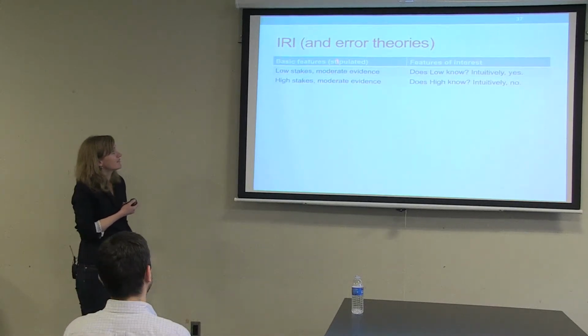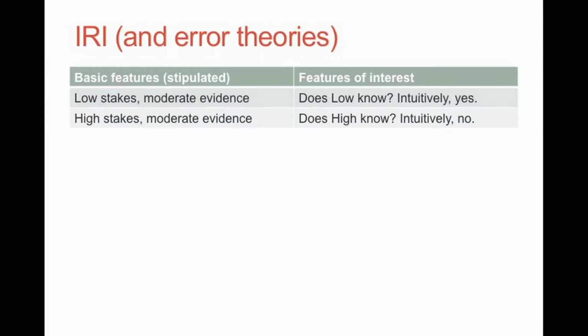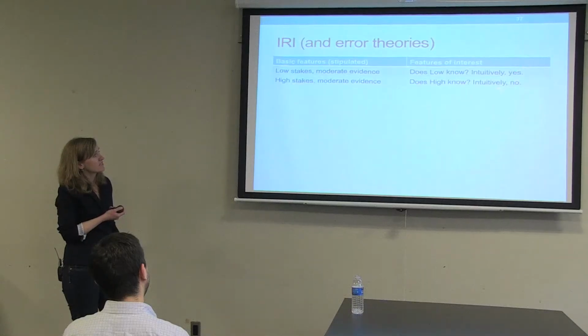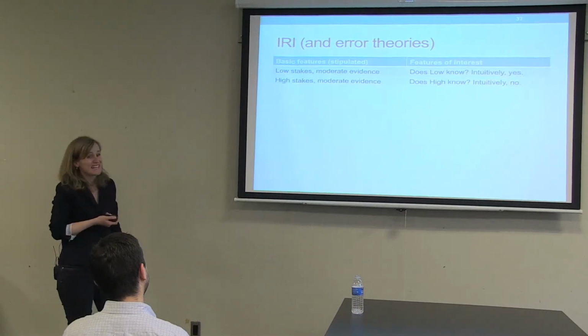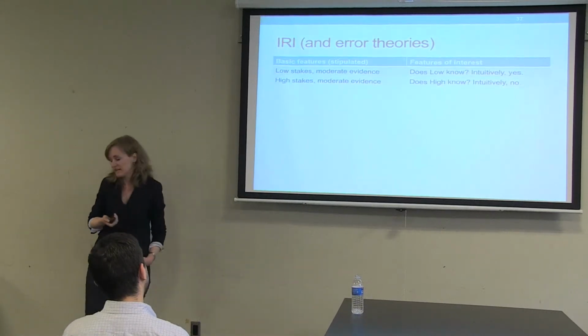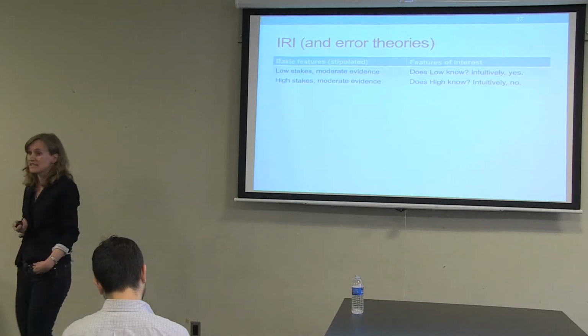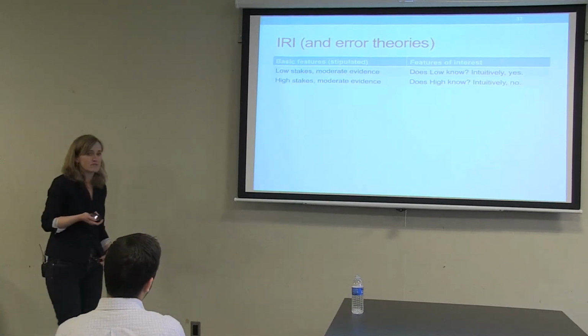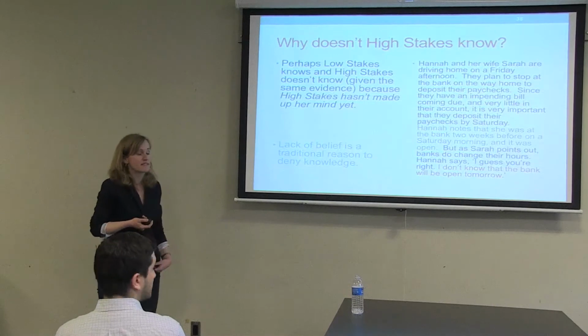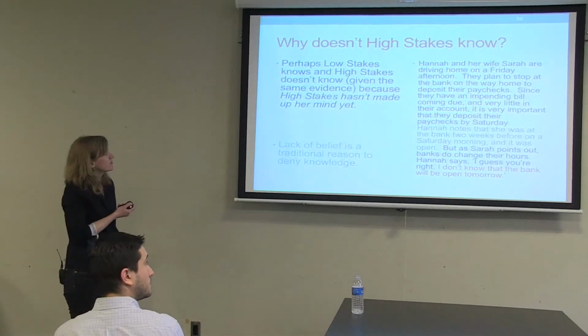They're seeing the cases as having these basic features. There's a moderate amount of evidence in both of them, and you're shifting from low to high stakes. And the target feature, the feature of interest, is that intuitively our low stakes person knows and our high stakes person doesn't. And this is either a mistake, which is what the errorists think, or it's a demonstration that stakes themselves matter to knowledge, which is what the interest relative invariantist thinks. I think there's a simpler answer.